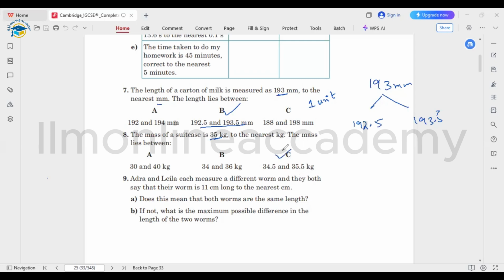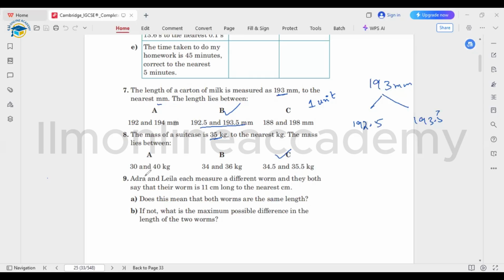So here C will be the correct part, because for 1 unit, you need to either subtract 0.5 or add 0.5 to get the lower and upper bound of the numbers. So this is your part number 8. Hope this is clear. Next, we need to move towards part number 9.